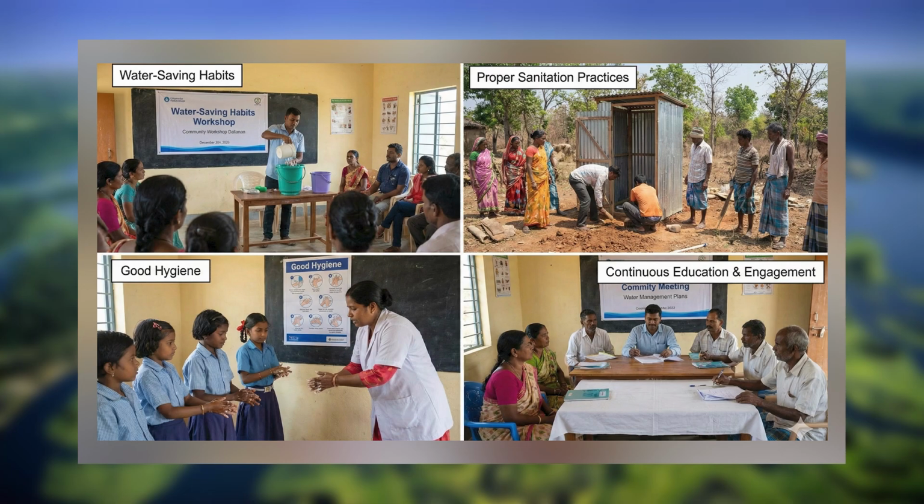Ending open defecation continues to be a challenge, especially in rural areas. Insufficient toilet facilities, social attitudes, and low awareness about sanitation and hygiene contribute to the persistence of this practice. Behavioral change is equally important. Encouraging people to adopt water-saving habits, proper sanitation practices, and good hygiene requires continuous education and community engagement. Finally, the development and maintenance of water and sanitation infrastructure demands large financial investments. Securing adequate funding and ensuring efficient use of resources remain major hurdles in providing sustainable water and sanitation services across the country.